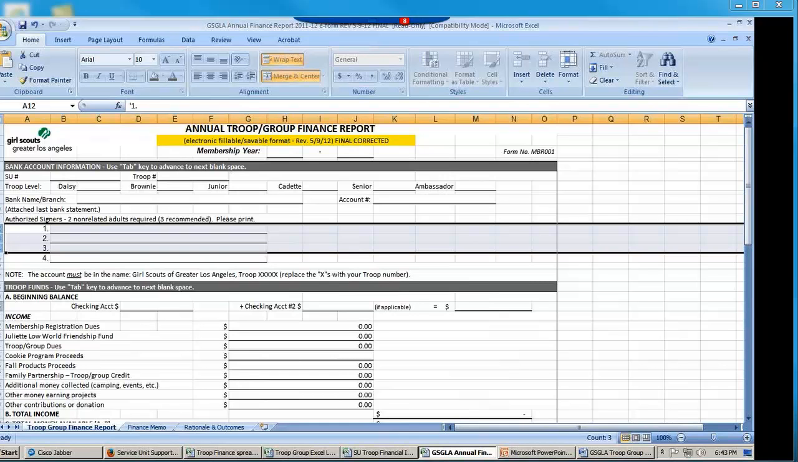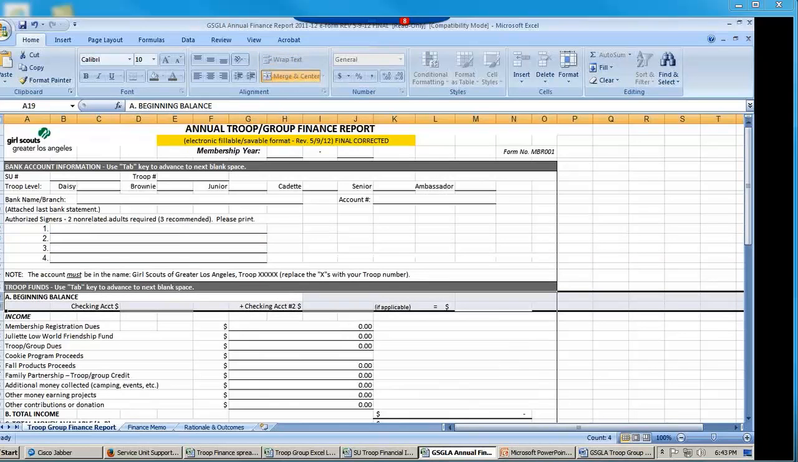So when you start this report, your beginning balance is going to be, if you're brand new, it's going to be 0. But beyond that, it's going to be your ending balance from last year. So that's where you start. You should have a copy of your annual report from the previous year.